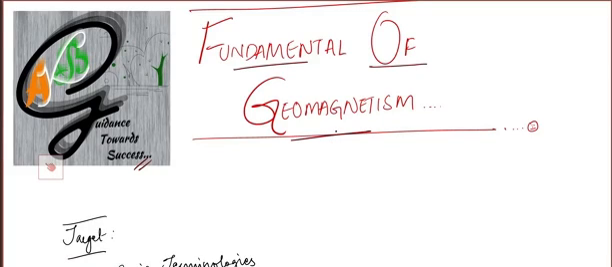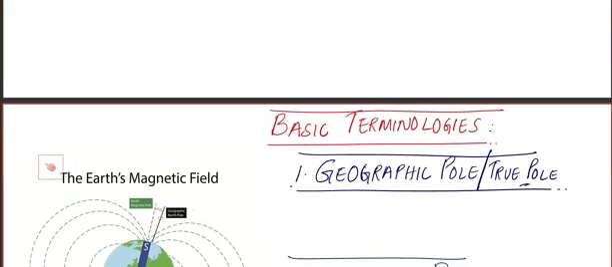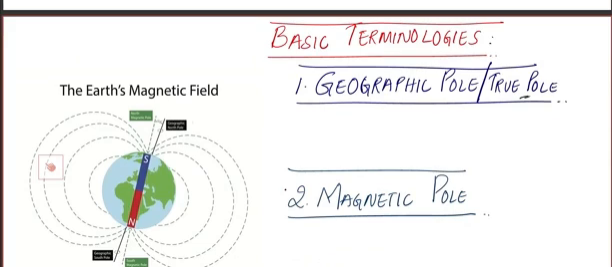Targets, and we'll get into our topic. So the first target, we are going to learn about the basic terminologies, and then we are going to see the genesis of earth magnetism, and then we are going to learn what actually geomagnetism is, and then we'll see what is paleomagnetism. So these are our today's targets, and let's get started. First we'll see the basic terminologies in Earth's magnetism or geomagnetism.